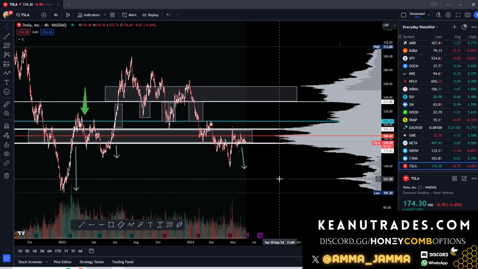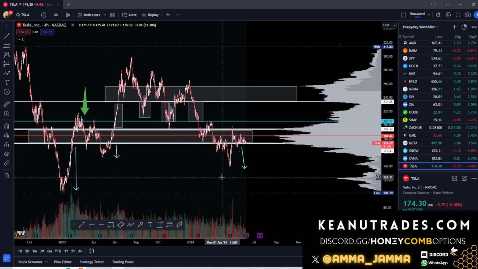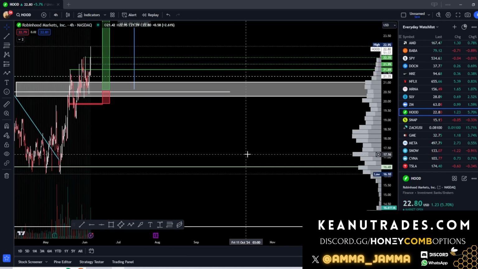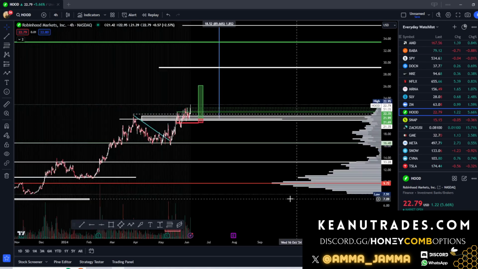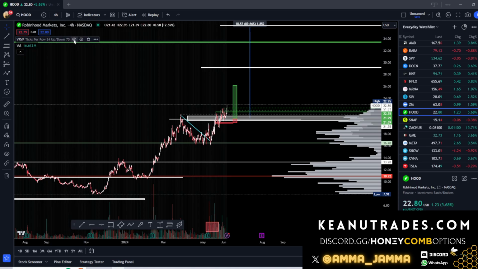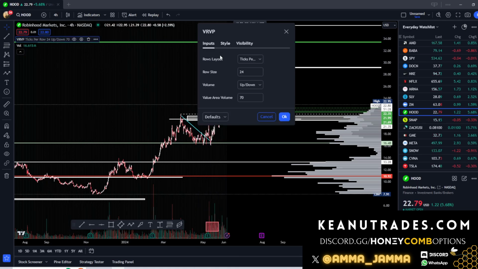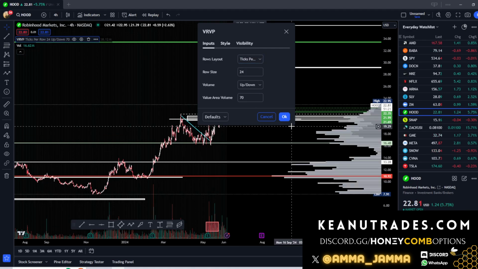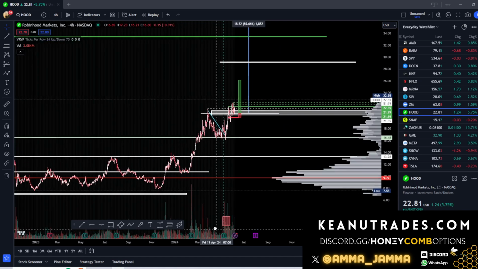So, that's just a quick lesson on how to use volume profile for confirmation. You don't want to necessarily use it as your only entry, but for confirmations, it's great. Let's check out Hood, because Hood's one we've been talking about a lot. I don't know why it switched back. There we go. Okay, all right, so same thing here. Let's look.